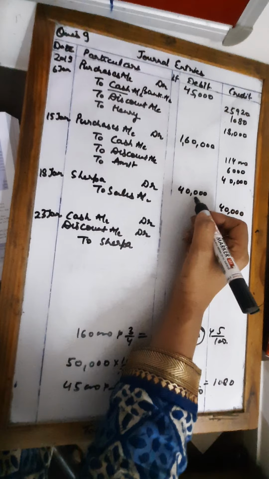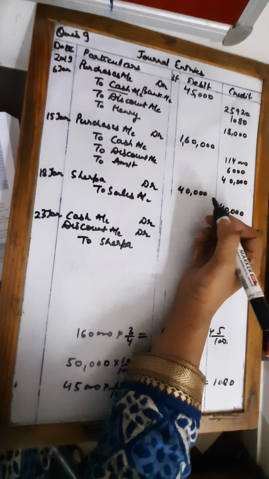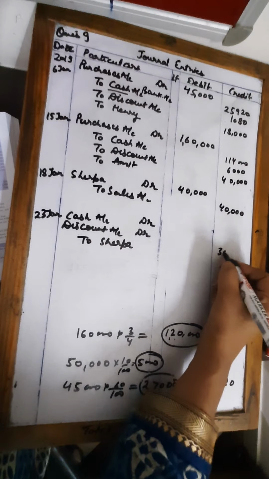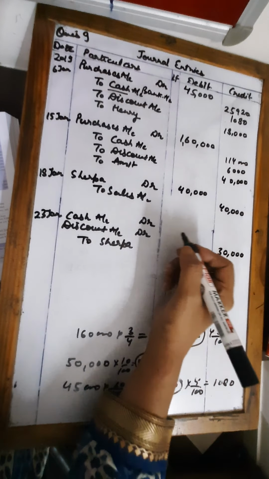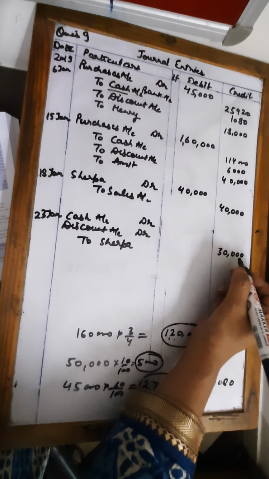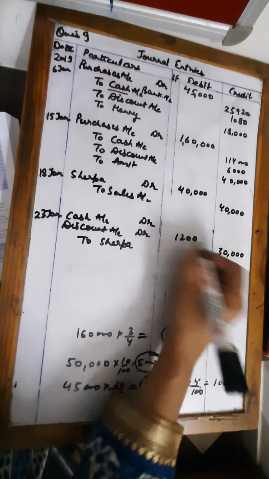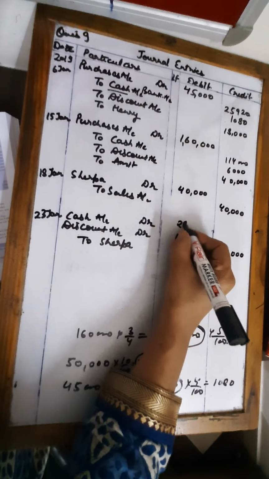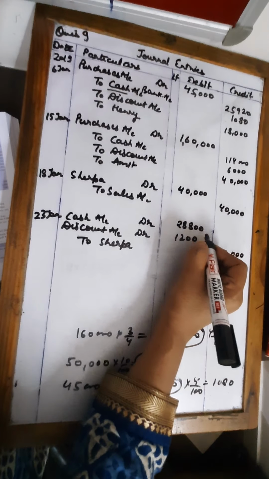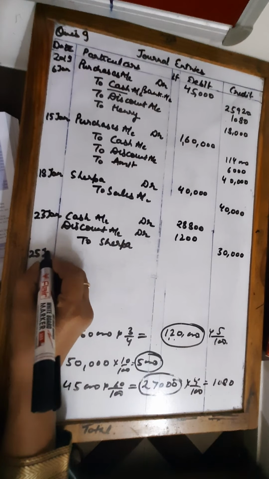75% of this value you have to calculate. 40,000 into 75 upon 100 is 30,000, because only 75% she is paying. On this value you have to give 4% discount. 30,000 into 4 upon 100 is 1,200, and the remaining she is paying is 28,800. 30,000 minus 1,200 is 28,800. Next, 25th January.